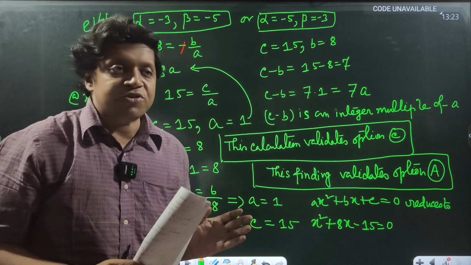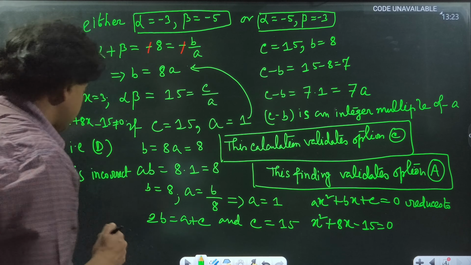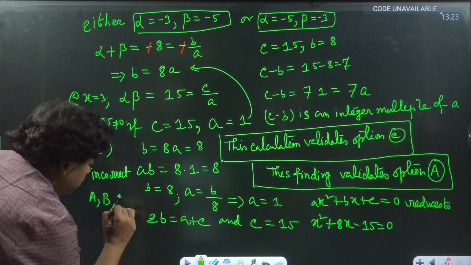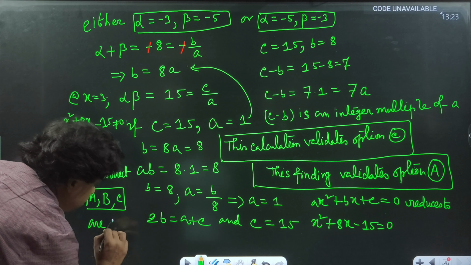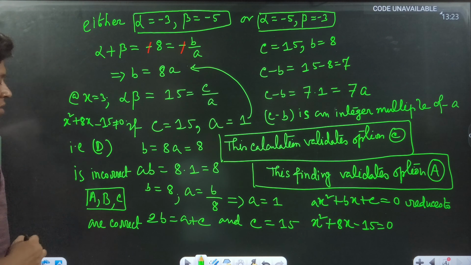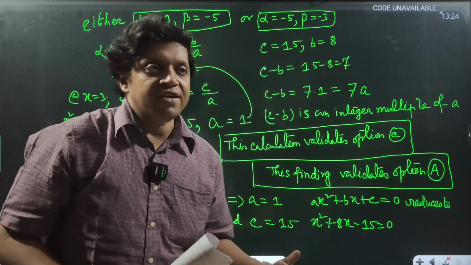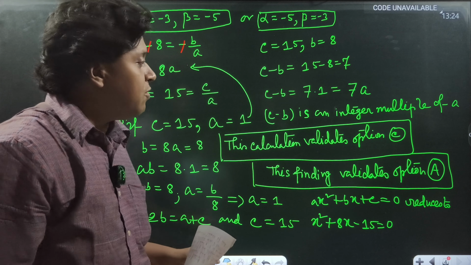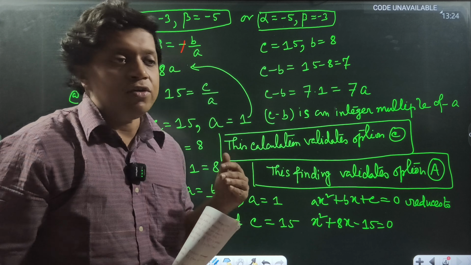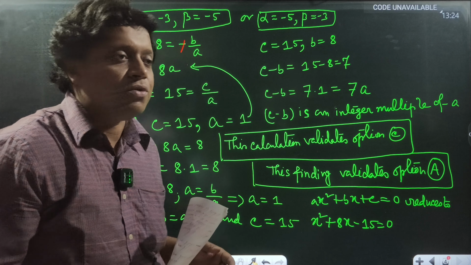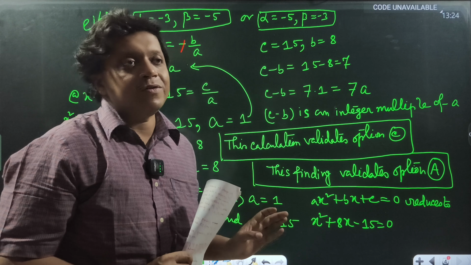So in this given list of options, A, B, C all are correct. But D is found to be incorrect. Just right now we showed that D is incorrect. So this is the way to solve this problem. Anyone who watches this video will be able to realize how simple a problem it was.